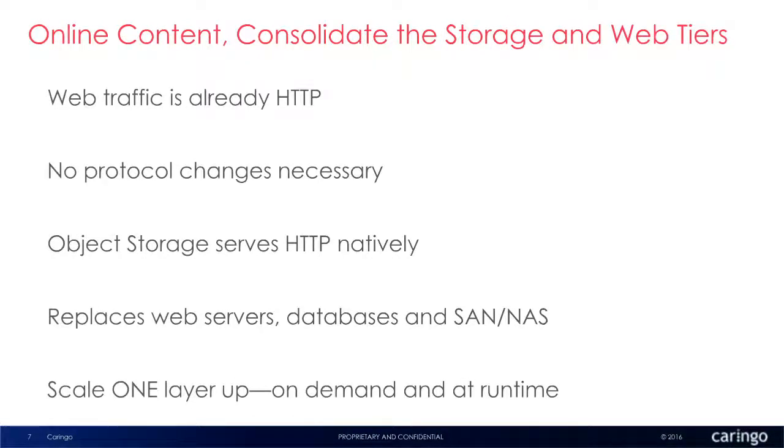So just moving on, I actually covered quite a bit of this in the online content and web tier, but it's really worth going over because web traffic is already HTTP. HTTP is an ideal storage envelope for objects because it is metadata and data. This is, for instance, a mail message. It's headers and data, so no protocol changes are necessary. The object storage serves HTTP natively.